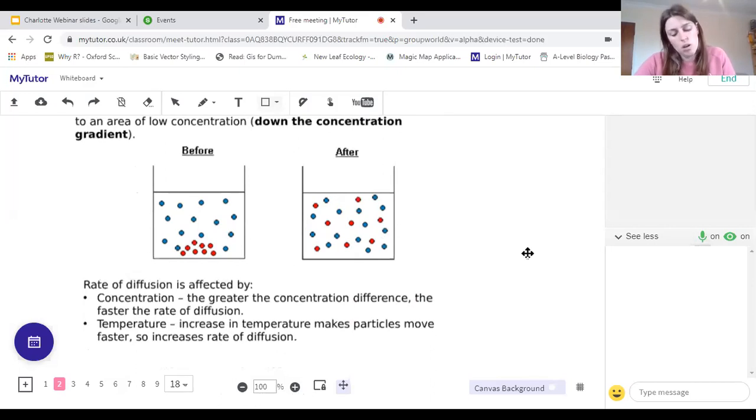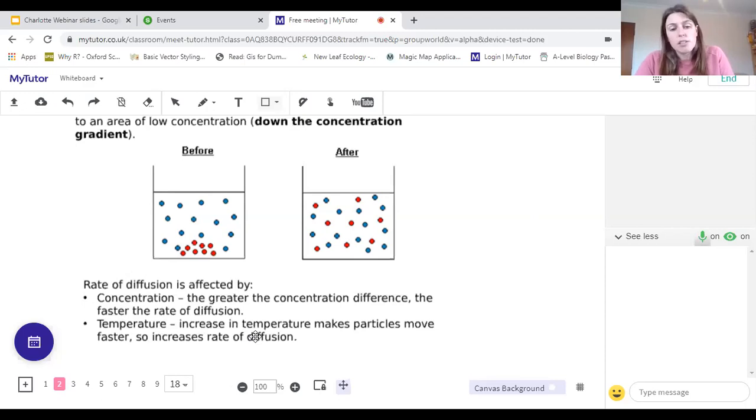So how can we manipulate that rate of diffusion? We've talked about diffusion in quite a lot of context within the body, and we're going to talk about that more on the next slide. But we've also talked about how we can change that rate of diffusion. And one of the first things that I mentioned just now was temperature. You can see at the bottom there.